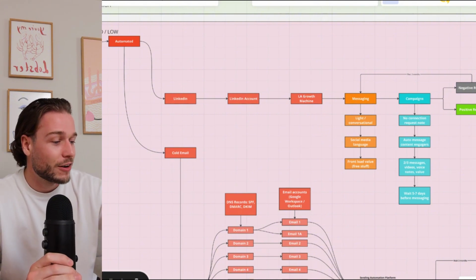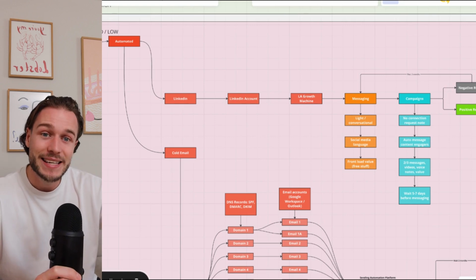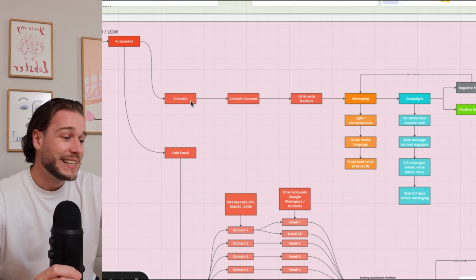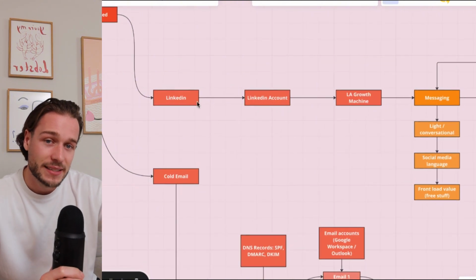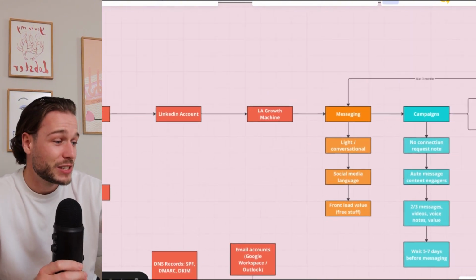So we're going to automate our outreach in a number of different ways. The first one being LinkedIn. So LinkedIn automated outreach, okay? So you'll need a LinkedIn account for this, or an SDR would need their LinkedIn account, and you connect it up to a tool like LA Growth Machine. So this is what we're using at the moment.